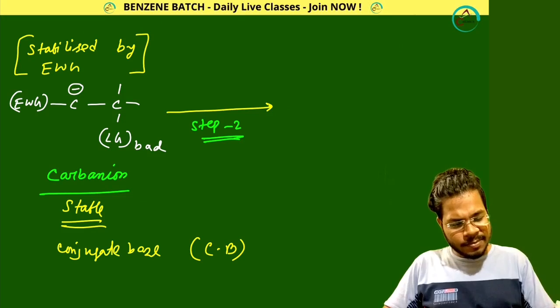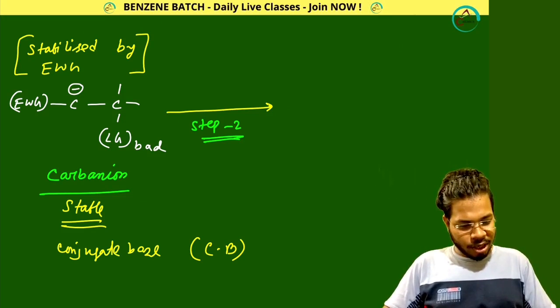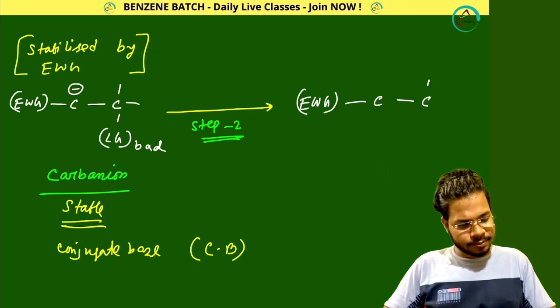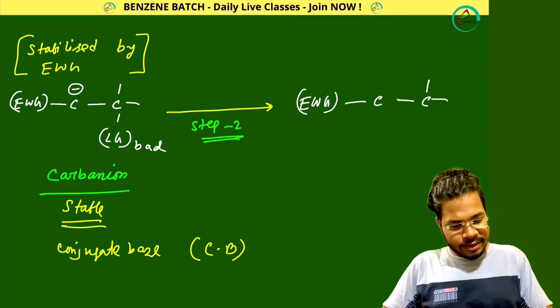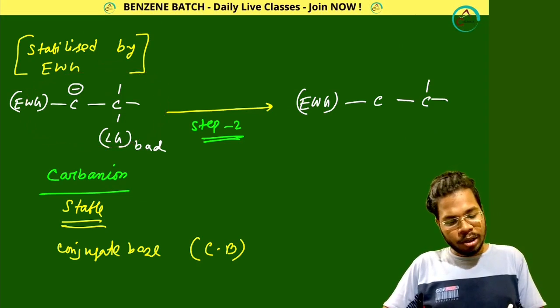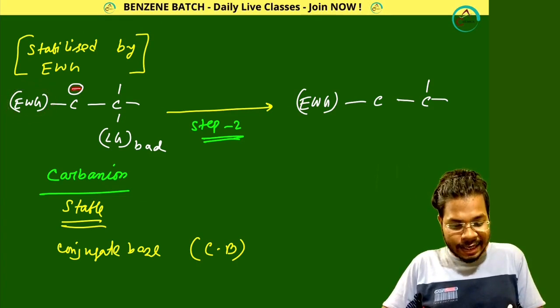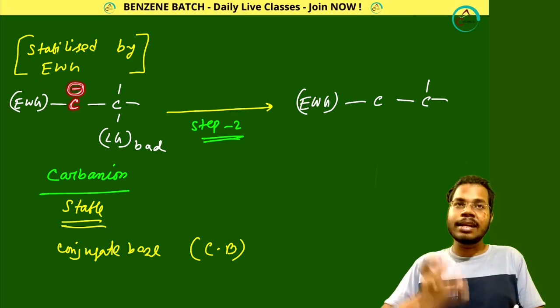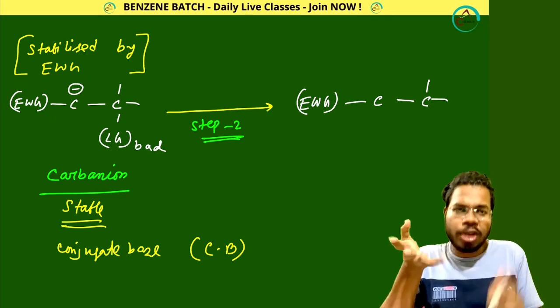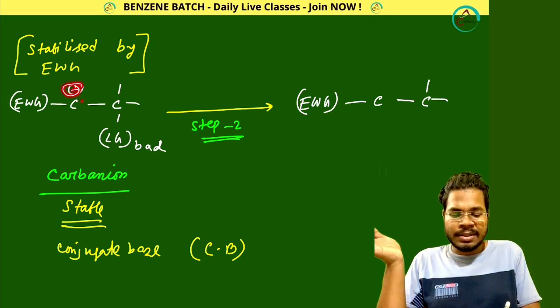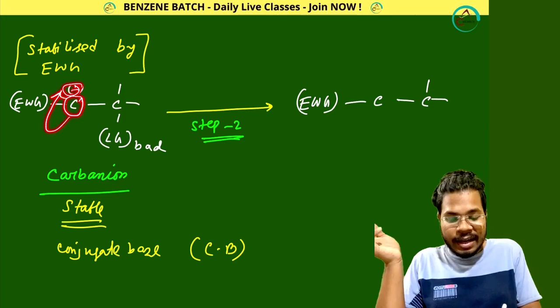And whenever it is participating in step 2, what product will I be getting? EWG, C, leaving group is there. But look at this system. Although this electron withdrawing group is present, this negative charge is on the carbon. So carbon is an electropositive element, although it will stabilize the negative charge, but at the end of the day, carbon is having negative charge. That means the electropositive system is having negative charge, not favorable.